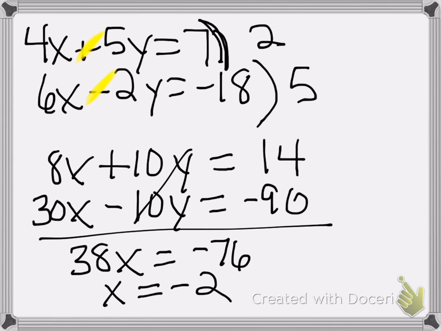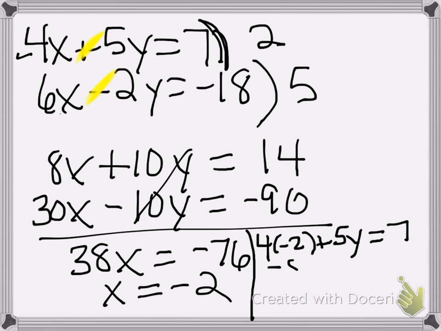Okay, now then you've got to make a decision. You've got to plug it back into either one of those. It doesn't matter. Why don't we put it in this one right here? No, I think it might be easier to put it in the top one. Let's put it in the top one. That's going to be 4 times x, and our x is -2, plus 5y equals 7. So that's -8 + 5y equals 7.